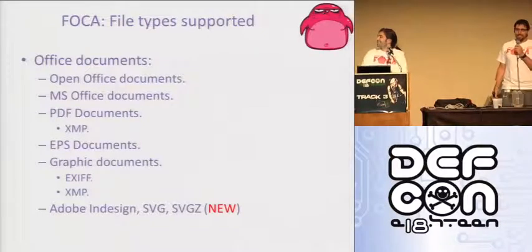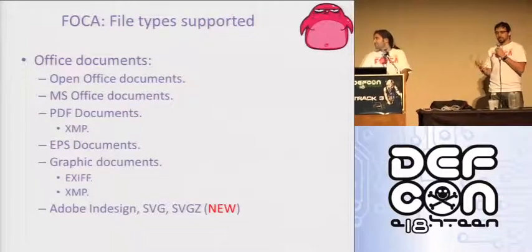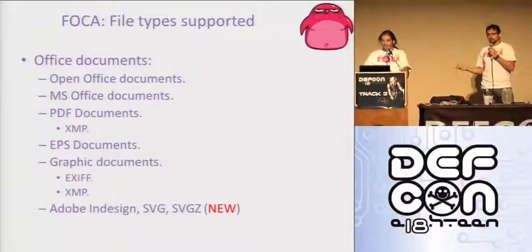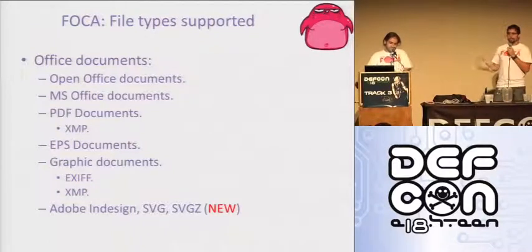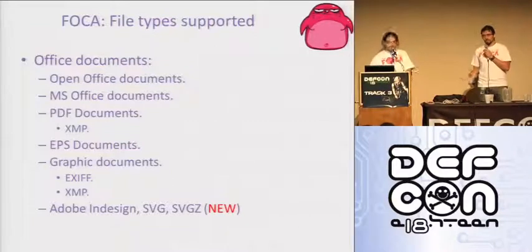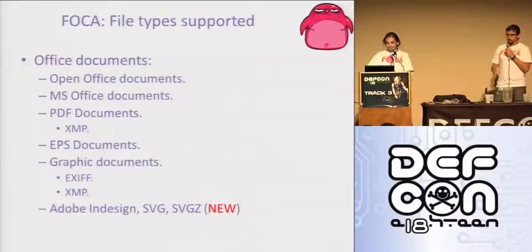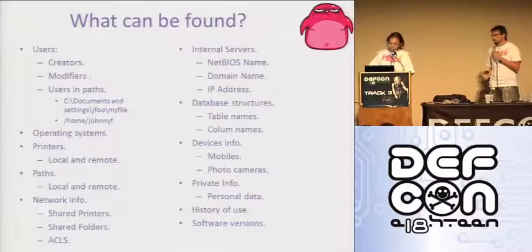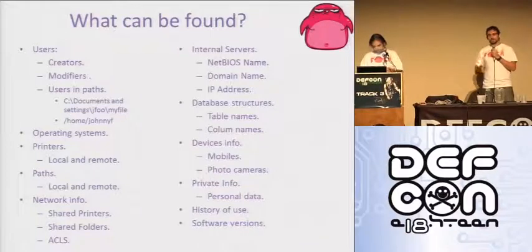So what FOCA does is basically analyze a whole bunch of different file types. It's going to look inside every possible kind of office document, like DOC, PDFs, PPTs, Excel. It's going to look inside EPS, images, and so on. We've done more in the second version, but overall it analyzes all these kinds of documents that have information inside. So what kind of information? Everybody knows what metadata is: you usually have a properties dialog that says the owner of the document or stuff like that. So yeah, that is metadata, that is useful.